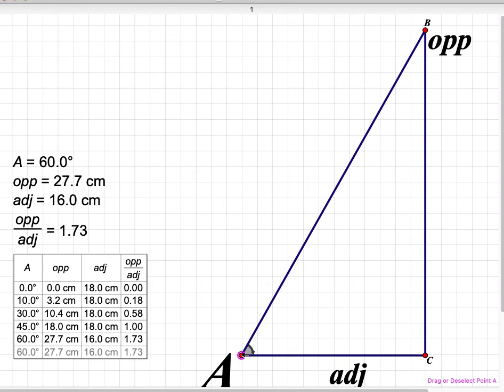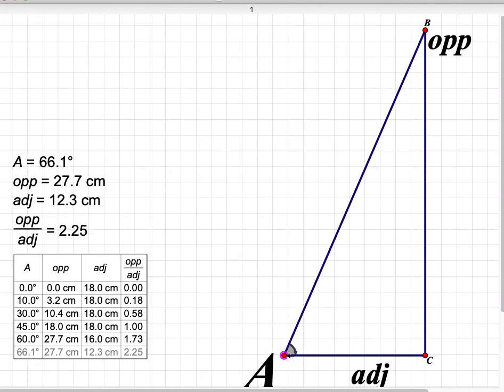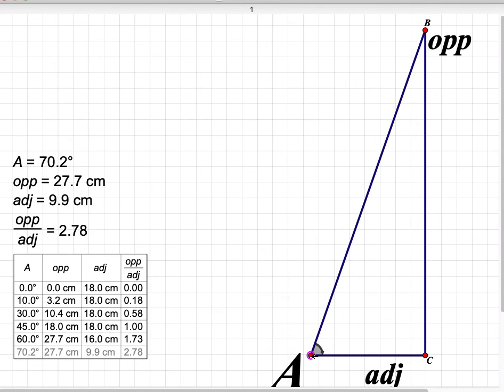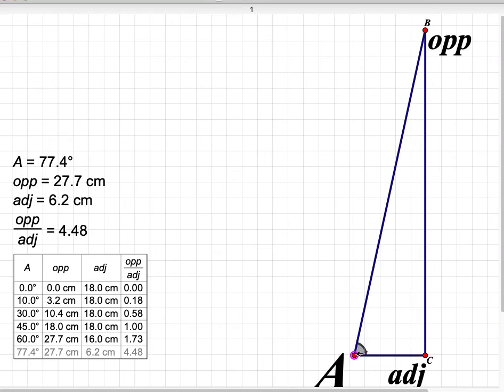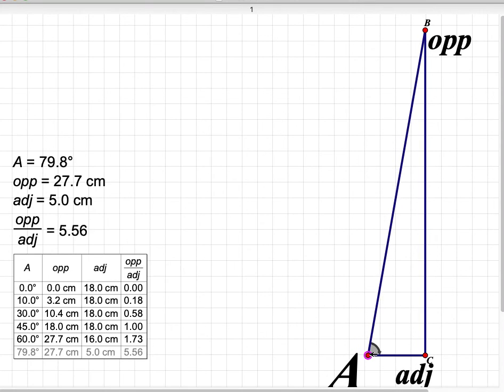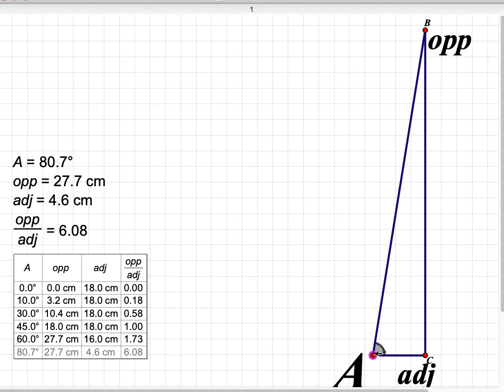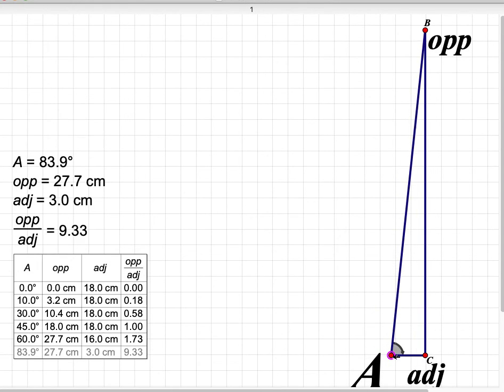If I move A closer and closer and closer, so let's stop at 70 degrees, you can see my tangent has continued to grow, which makes sense because now my adjacent leg, the denominator of tangent, is shrinking. At 80 degrees, it's even bigger. So our tangent gets pretty big. It's up at 4, 5, 6. How big can it get, though? 85 degrees.